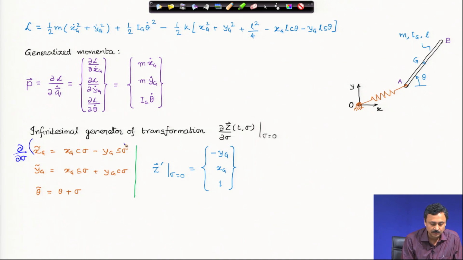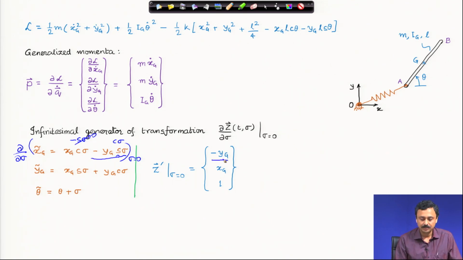You can check this very easily, that when I do a partial derivative of this with respect to sigma and put sigma equal to 0, the first term I have is cosine sigma, that gets differentiated to minus sine sigma, and when I put sigma equal to 0, this vanishes, whereas this term when differentiated will give me cosine sigma, and when I put sigma equal to 0, it gives me 1. Therefore, I have minus y_g as the first term of this infinitesimal generator. Similarly, you can show that x_g is the second term of the generator, and the third term is straightforward, del by del sigma of this will be 1.